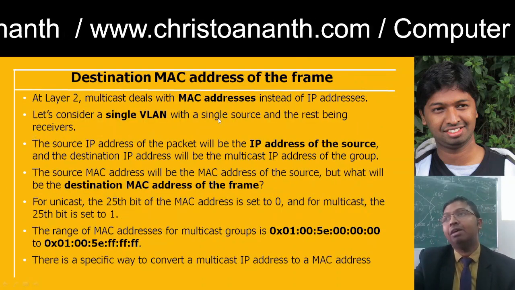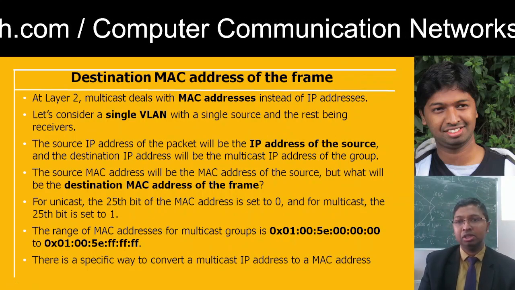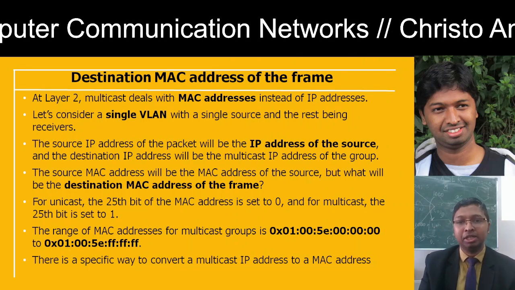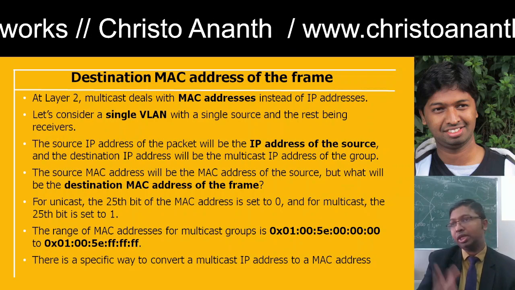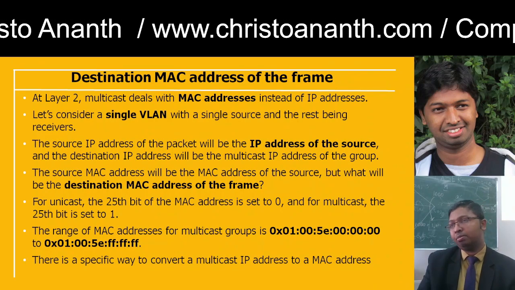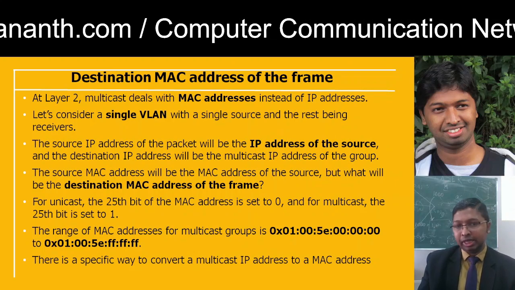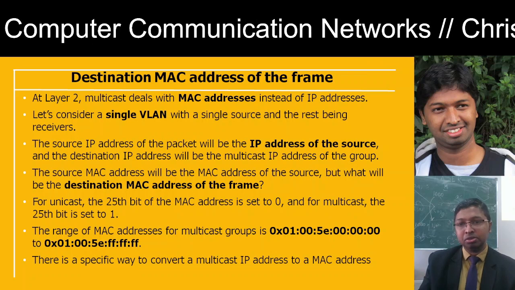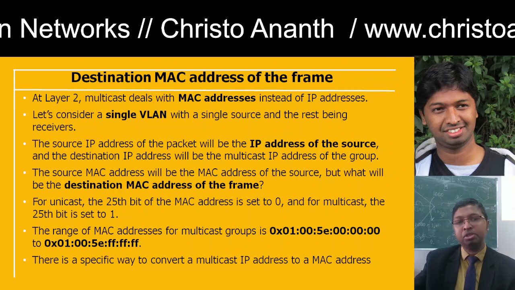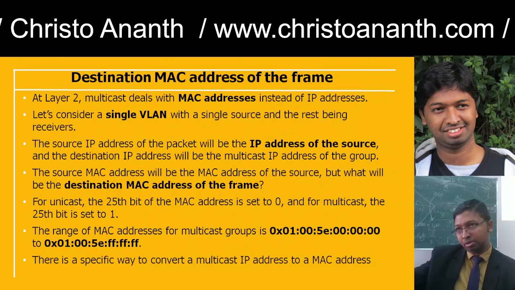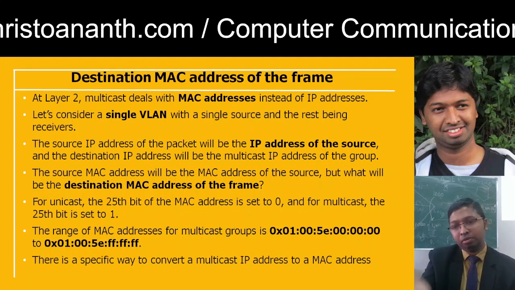And then in layer 2 we will have MAC addresses, and a single VLAN, virtual LAN, also. The source IP address will be the IP address of the source. In the case of the destination MAC address, for unicast the 25th bit would be set to 0, and for multicast the 25th bit would be set to 1. The range of the multicast MAC address runs from 0x01005e000000 up to 0x01005e7fffff. So you can convert a multicast IP address to a MAC address also.